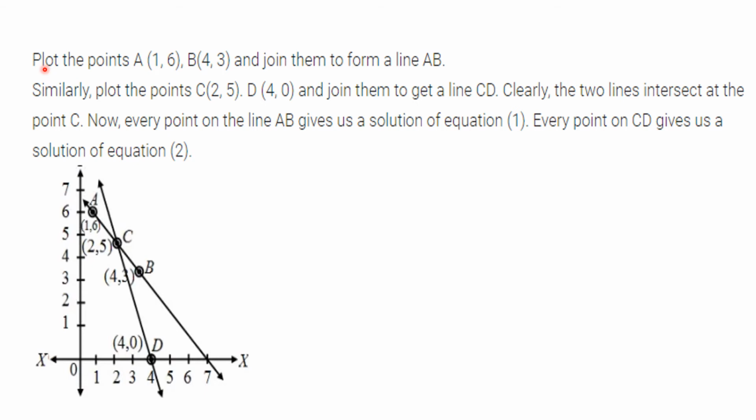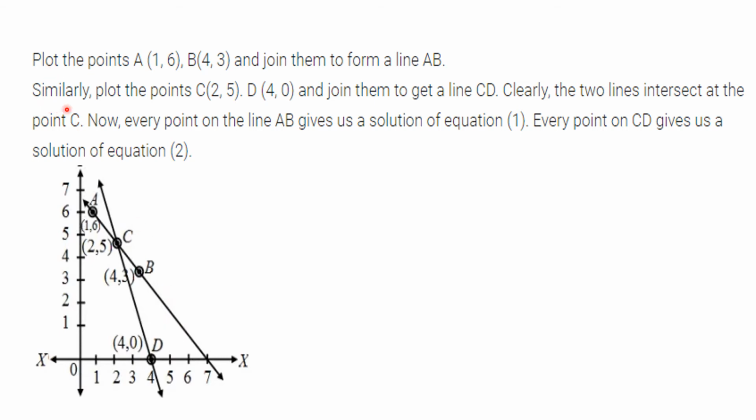So after finding the solution table for both the equations, here we try to plot these points on the graph. First of all, we plot the points A and B, which are the points of equation number 1. When we plot these points on the graph and join them, we get a straight line AB. See that this is the straight line AB on joining these points.